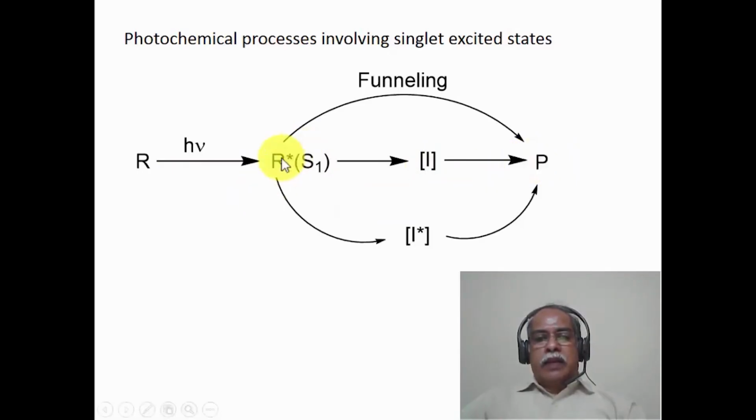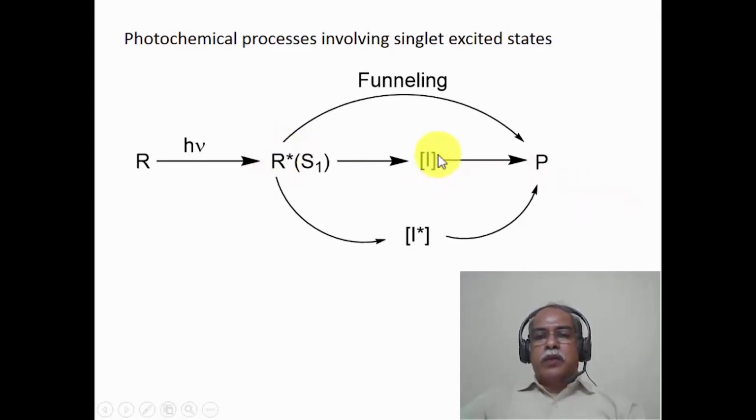The reactive intermediate can be again excited to an excited intermediate, from which the product can be formed. This is a double photon excitation process. It is not a very common occurrence that you have this kind of process taking place. Most photochemical reactions arise directly from the primary photoexcitation process, which results in R star. R star goes to an intermediate and then goes to the product.